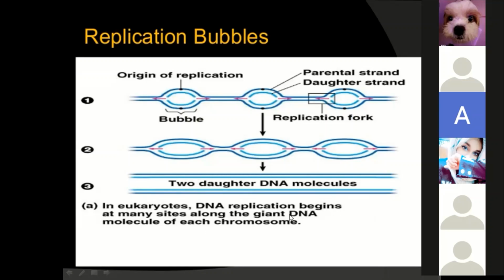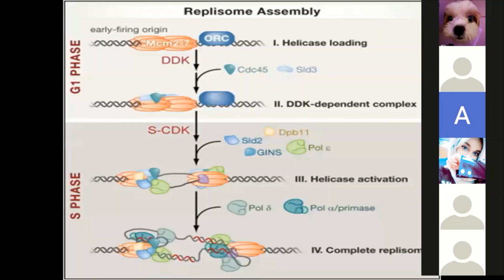In eukaryotes, DNA replication begins at many sites along the giant DNA molecule of each chromosome. So there are many replication bubbles. In prokaryotes, there is only one. So this is replisome assembly.